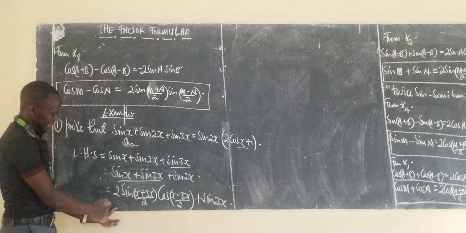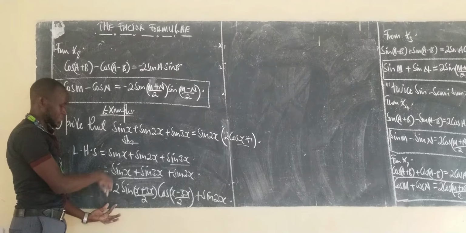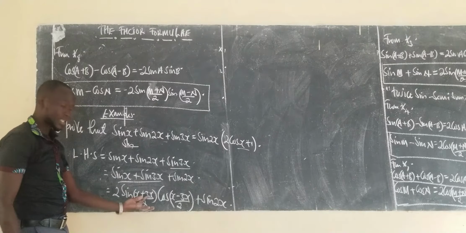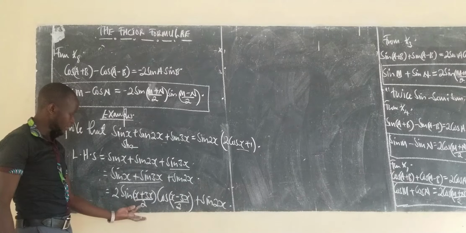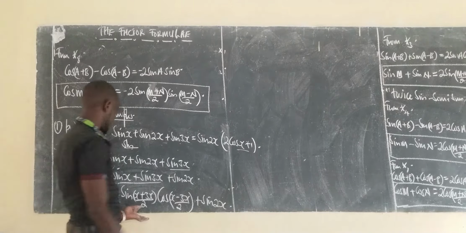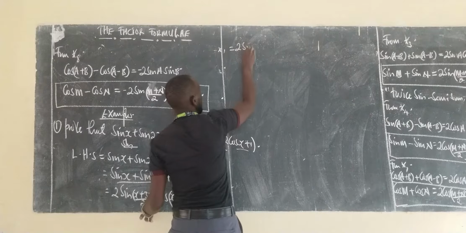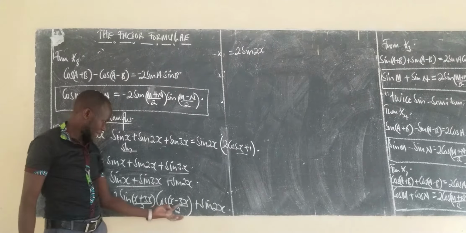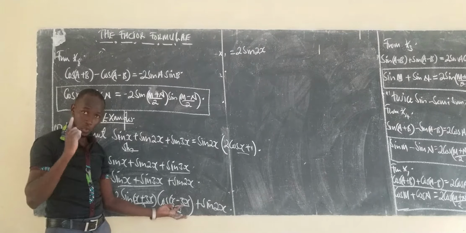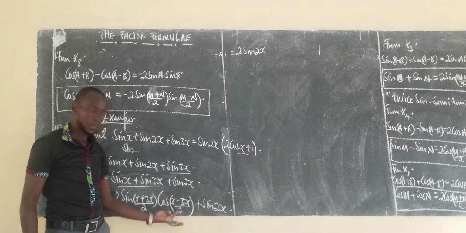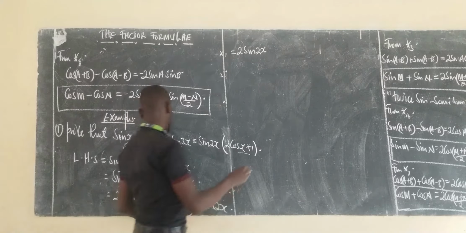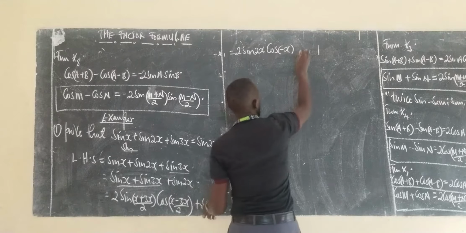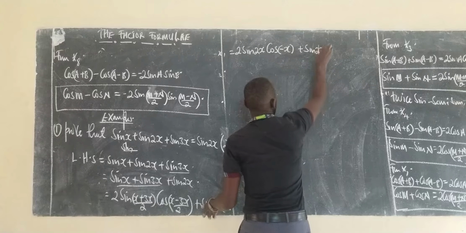After this, now that the board has stopped here, I'm assuming that I'm still sloping down in my presentation up there. So when you add x plus 3x, you get 4x. 4x divided by 2, you get 2x. So we shall have 2 sine 2x. When you look at this, x minus 3x, you get negative 2x. Negative 2x divided by 2, you get negative x. So we shall have cos of negative x, then plus sine of 2x.